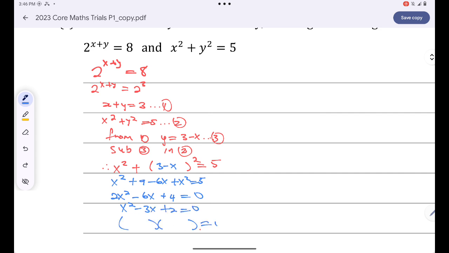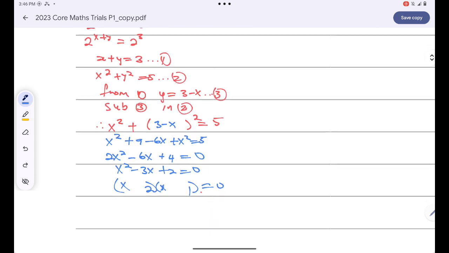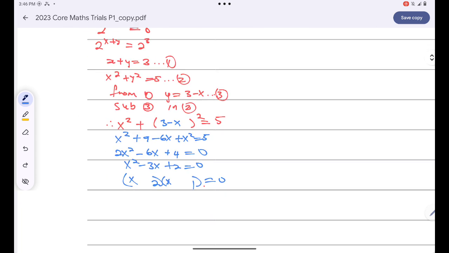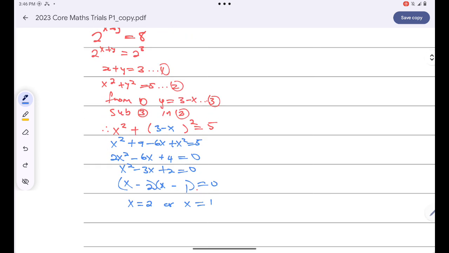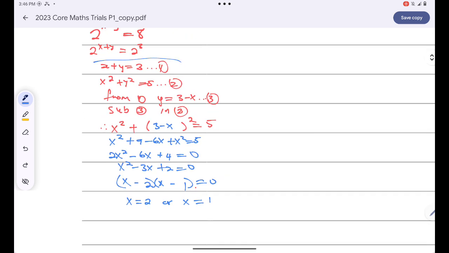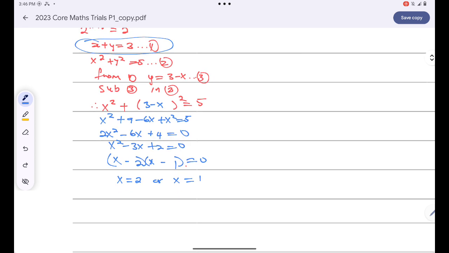I'm looking for the factors of 2 that when I add will give me 3, and those are 2 and 1. The sign over there is plus. That means the brackets will have the same sign, but not just any sign, the sign of the middle term. That's minus and minus, and hence x is equal to 2 or x is equal to 1. After finding the x values, guys, all I have to do is to go and find the corresponding y values.